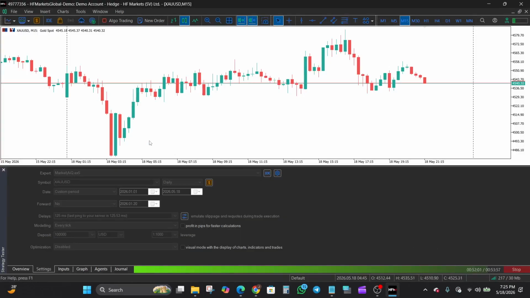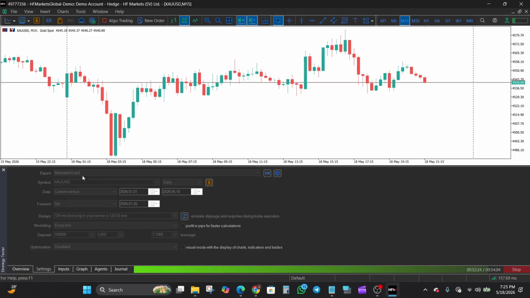I had already started running the test, because it's taken quite a while. As you can see, the test has been running for close to an hour now. So I think in about a minute or two, the results should be out so that we can analyze the results together, see how the EA performed over about 4.5 months.